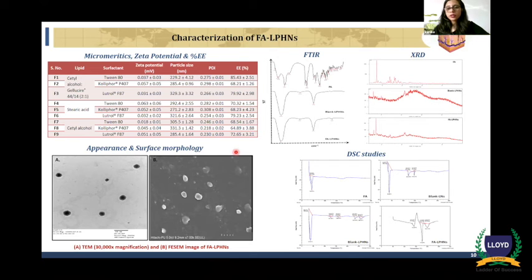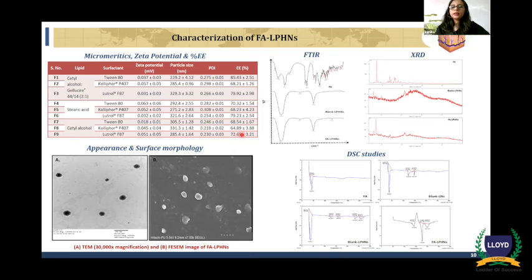Another characterization technique which can be used in such cases includes FTIR as well as XRD and DSC studies. I would say they don't provide so much information about the formulation as such. However, they can be a good indicating point to see what kind of interactions are going on within the formulation, and also a kind of characterization where you can ascertain whether the drug has been incorporated within the particles or not.